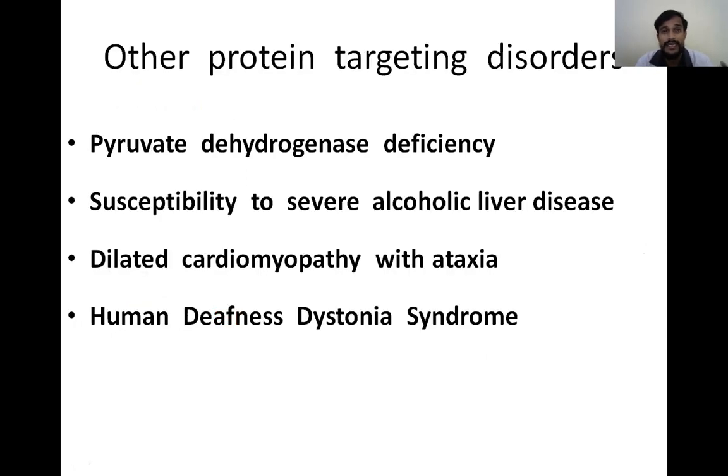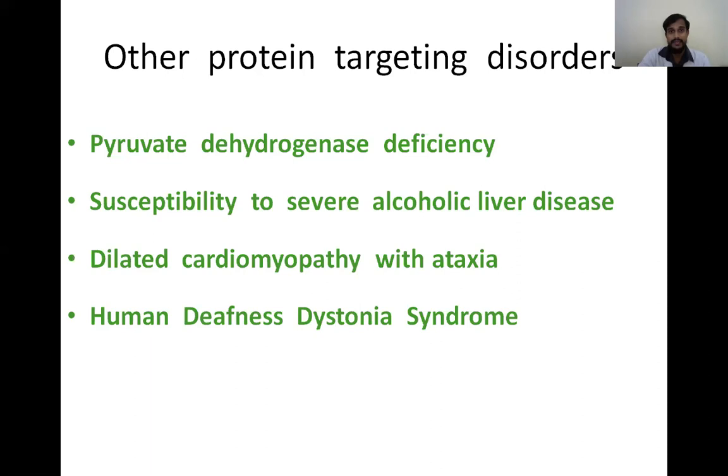Other protein targeting disorders are pyruvate dehydrogenase deficiency, susceptibility to severe alcoholic liver disease, dilated cardiomyopathy with ataxia, and human deafness dystonia syndrome. All these syndromes are seen in defects of protein targeting. We know why there is a defect in protein targeting: due to mislocation, the newly formed proteins fail to reach their destination organelle. So the protein targeting is defective, and in this case different diseases occur.